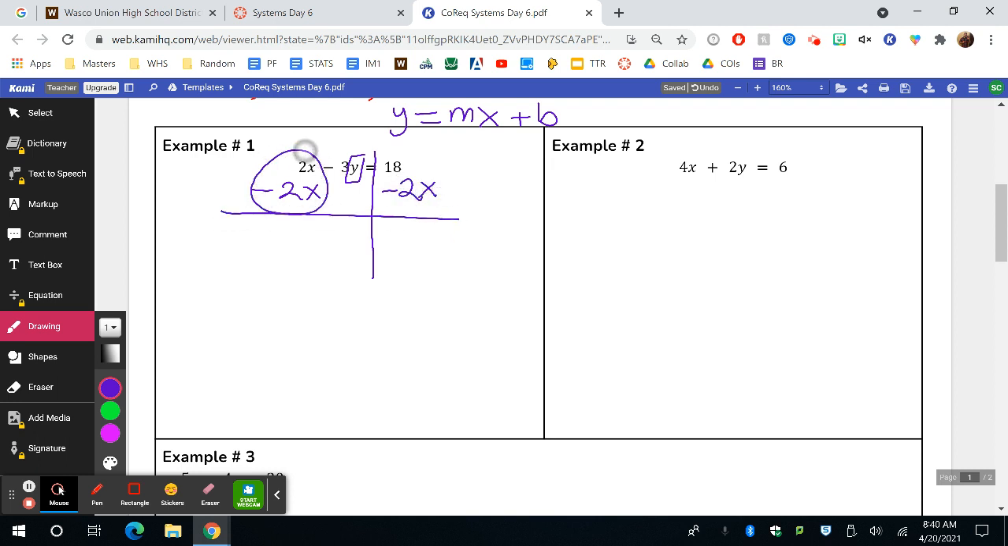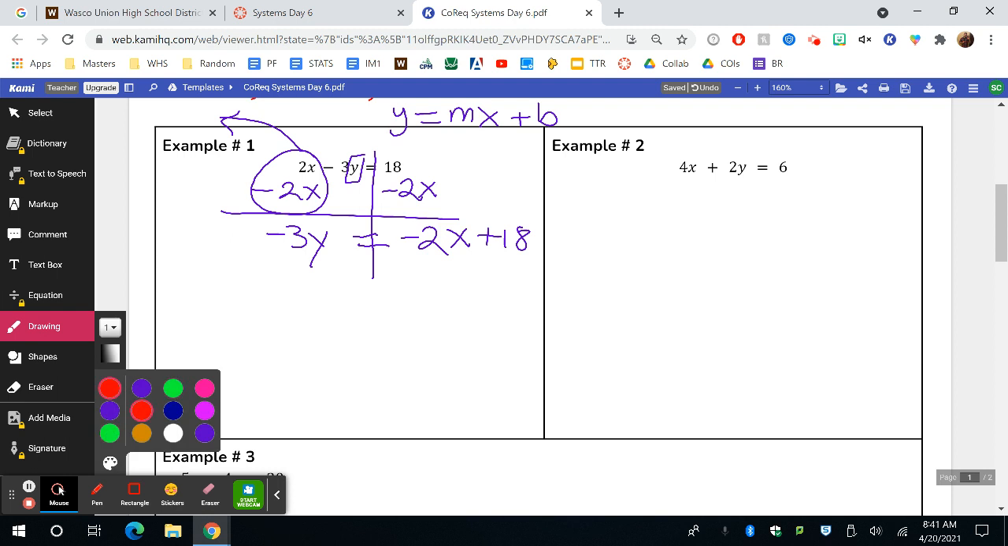That is a zero pair, so it goes away. We're left with negative 3y. It's equal to negative 2x and 18, which are not like terms because this one does not have the x. Okay, so we're going to write negative 2x plus 18. We can't combine them. Okay, so I almost have y by itself. I still need to get rid of the negative 3.